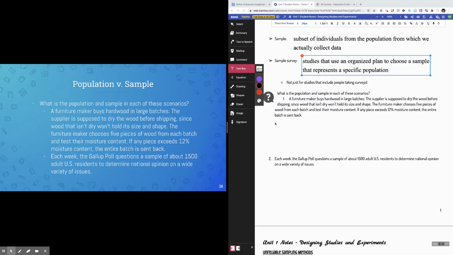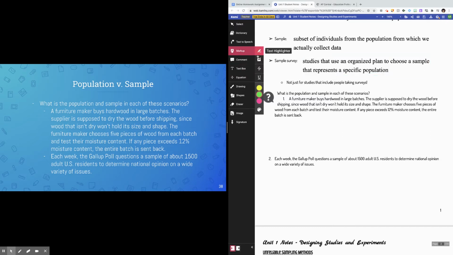Okay. So here we're talking about furniture. A furniture maker buys hardwood in large batches. The supplier is supposed to dry the wood, right? So the furniture maker chooses 5 pieces of wood from each batch to test their moisture content, right? So this is their survey, basically. They're describing the survey here. Okay, so we have to pick out what the population is here and what the sample is.